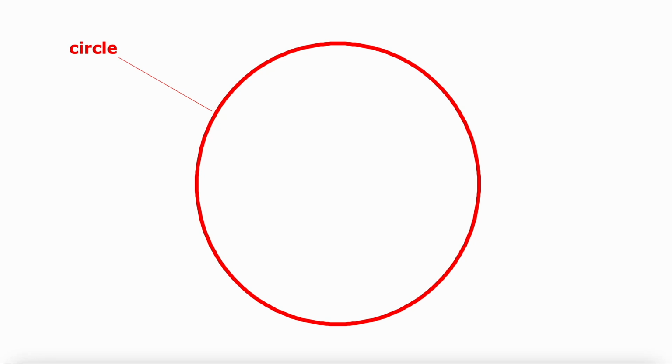A circle is the set of all points in a plane such that, for any point P in the set, the distance to a fixed point, called the center, is constant. Specifically R, the radius of the circle.